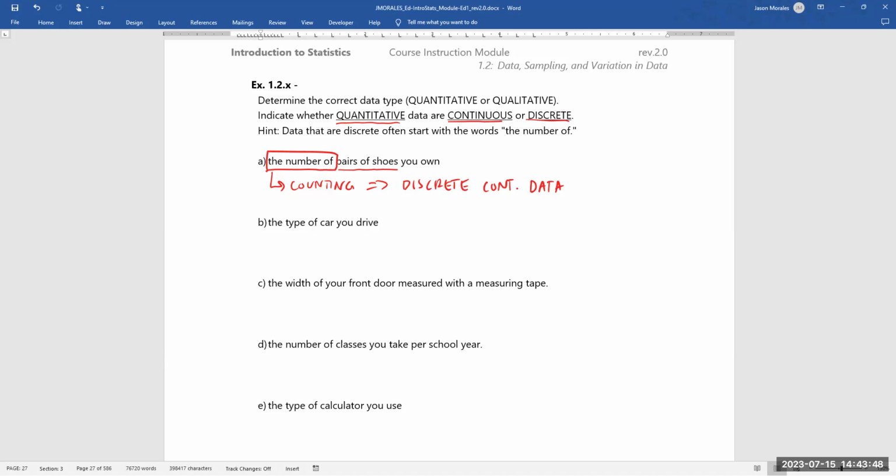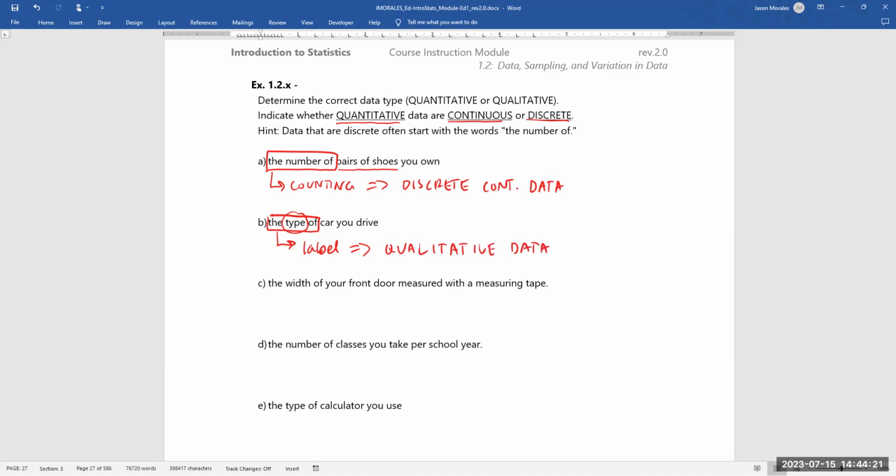Okay, let's look at part B. So the type of car you drive. Again, the key phrase is the type of. Because we're talking about a type, that sounds like we're talking about the description of a label. And so the type of car you drive, because we're talking about a label, this is going to imply that this is qualitative data.